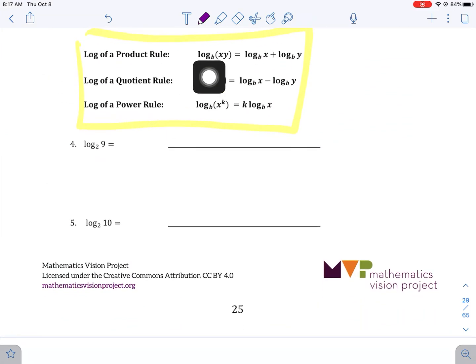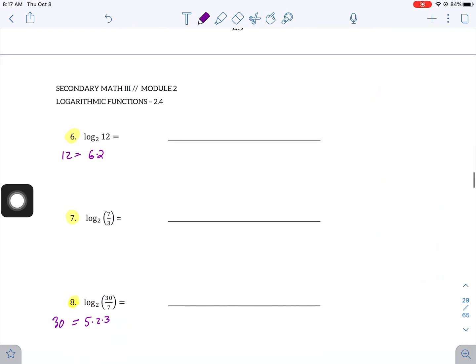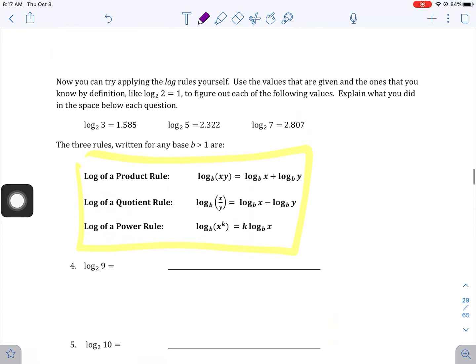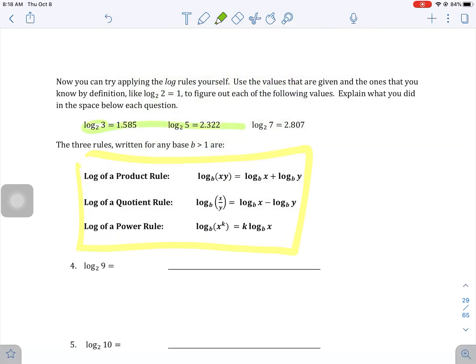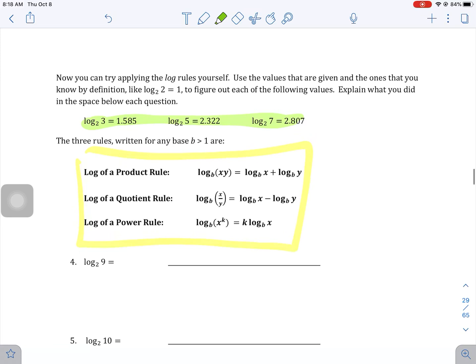So these were the product rules that you're going to use to solve problems. The product is the sum of these, the quotient is the difference, and the power, that k, is actually your exponent that you're solving for. So if that's given, you're multiplying. So now let's try a few. And we're going to use the idea here where they gave us for 3, 5, and 7 some values. So we're going to use those as approximates when we do these things.